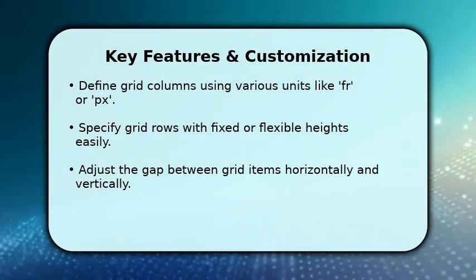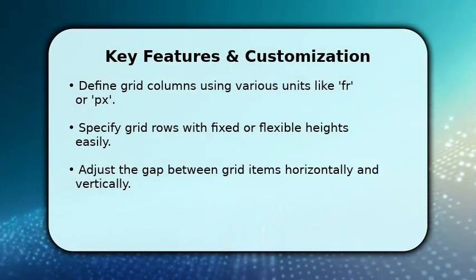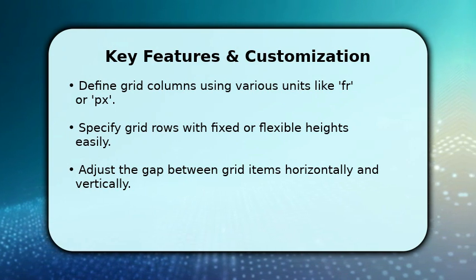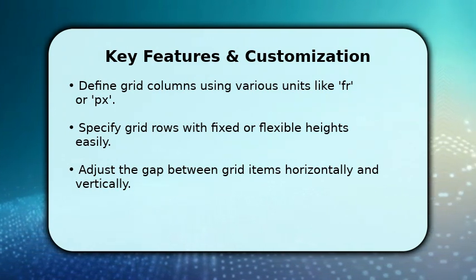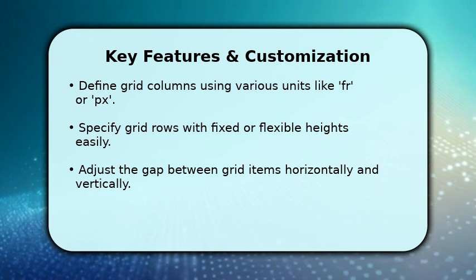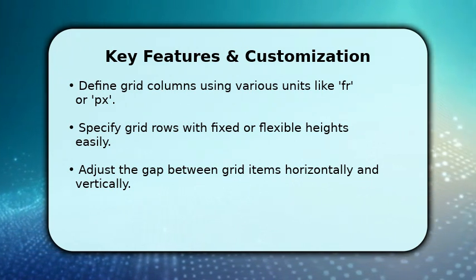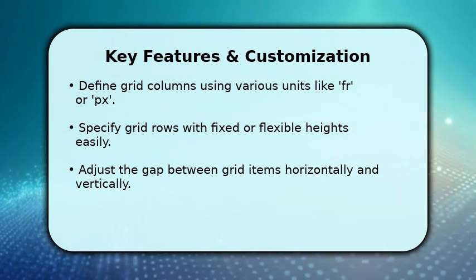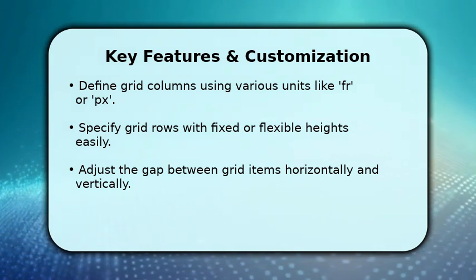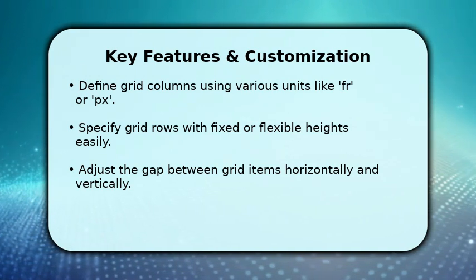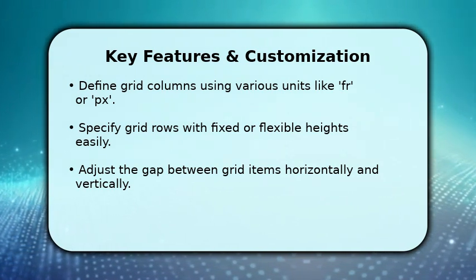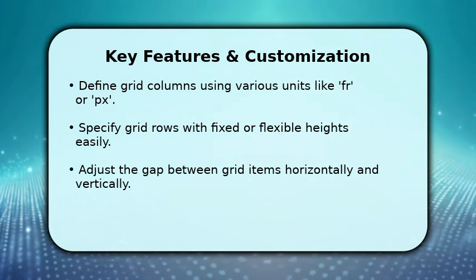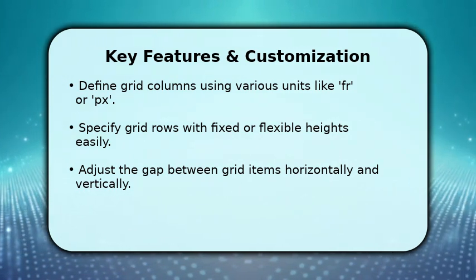Most generators offer extensive customization. You can define your grid columns using flexible units like FR for fractional space or fixed units such as 100 pixels. Similarly, rows can be set to specific heights or adapt dynamically. You'll also find controls to adjust the gap between grid items, both column gap and row gap, often in units like 10 pixels or 1 rem. Some advanced tools even allow you to name grid areas for clearer organization.